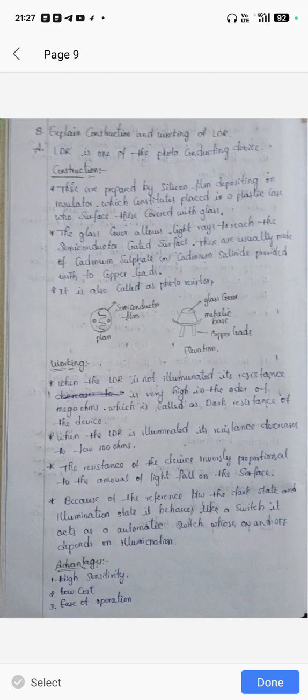Explain the construction and working of LDR. LDR means light dependent resistor. LDR is one of the photoconducting devices.